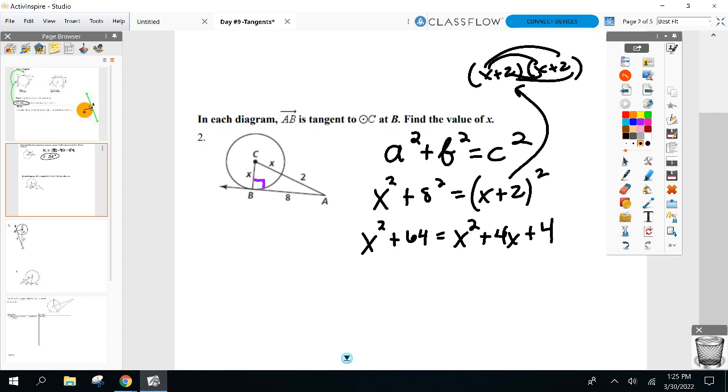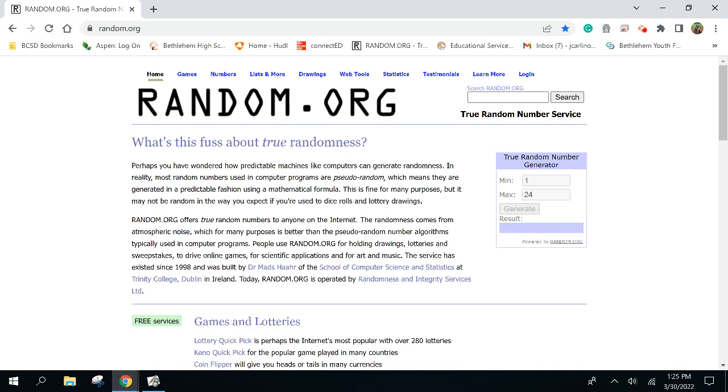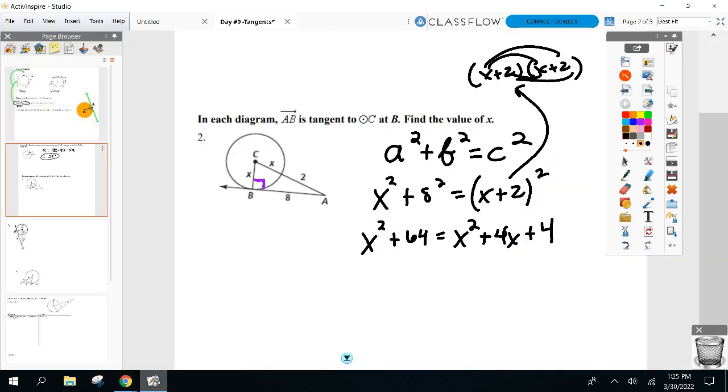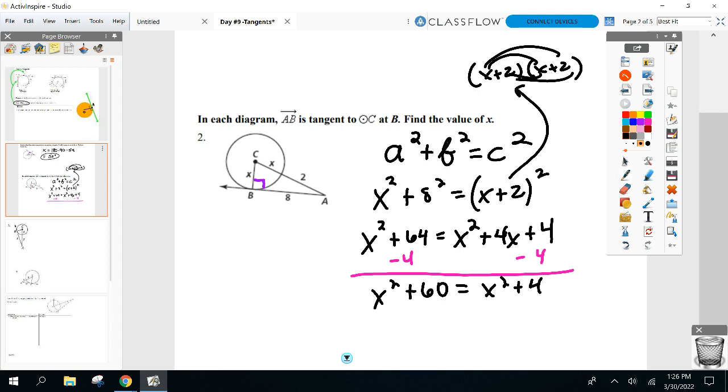Sorry. Thank you for making that much more painful than it needed to be. What's your next move? Got to solve for x, right? Next move. Oh, 21. Subtract the 4. Okay. I'll go with it. X squared plus 60 equals x squared plus 4x.